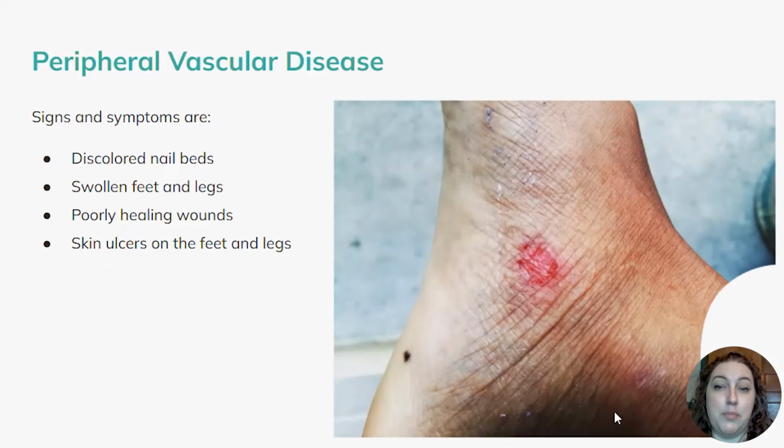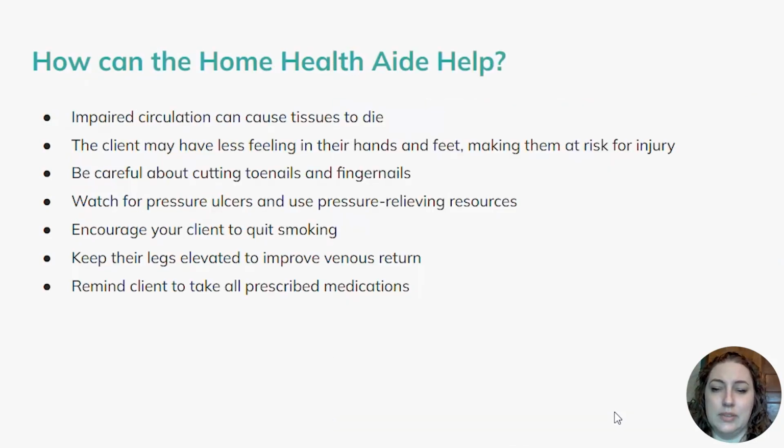Signs and symptoms of peripheral vascular disease are discolored nail beds, swollen hands and feet, poorly healing wounds, and skin ulcers on the feet and legs. How can the home health aide help? Impaired circulation can cause tissues to die, so the client may have less feeling in their hands and feet, making them at risk for injury.